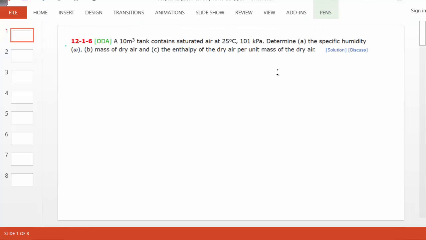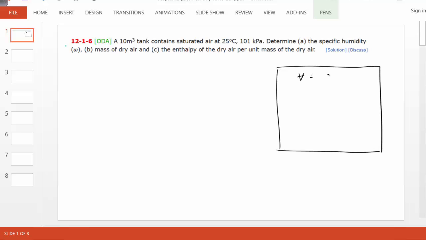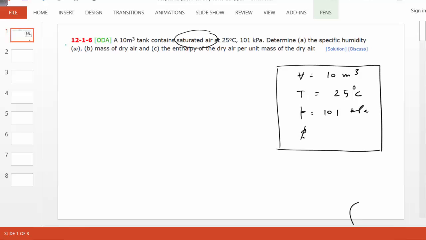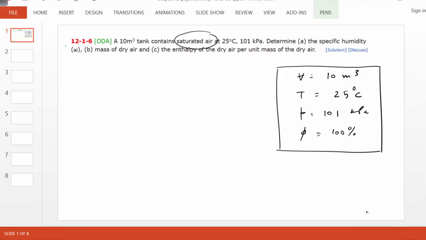Let's list the information that is given to us first. It's the rigid tank. Volume is 10 meter cube. Temperature, which is the dry bulb temperature. And the total pressure is 101 kPa, standard atmospheric pressure. And also it is given that it is saturated air, which means what? The relative humidity is 100%. And we're supposed to find specific humidity.